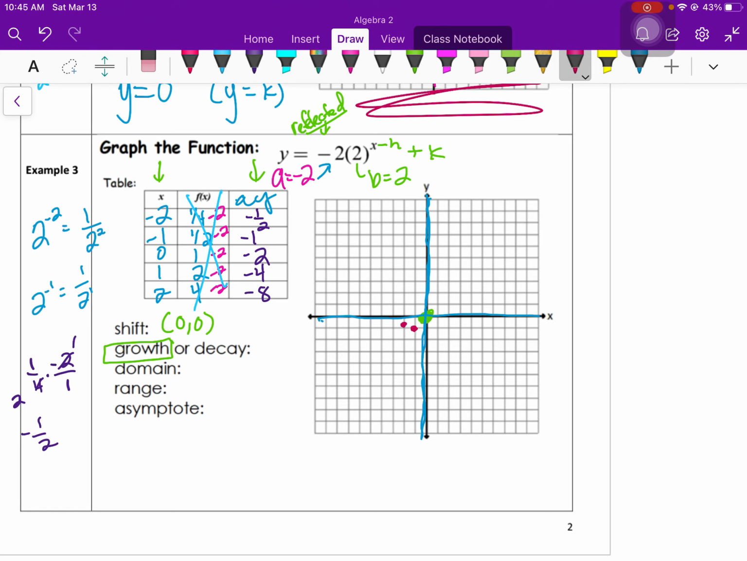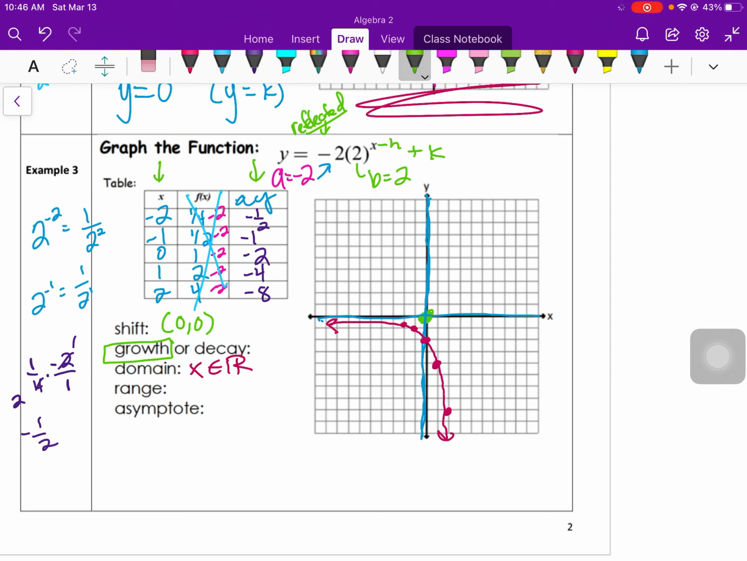Growing slowly or getting smaller slowly, but still growing. And then 0, -2. 1, 4. Starting to become exponential. And 2, 8. I think that's right about there. So again, we're going to be approaching that line, but we will never cross it. So our domain is going to go on and on and on to the left and on and on and on to the right. So x is still an element of all reals.